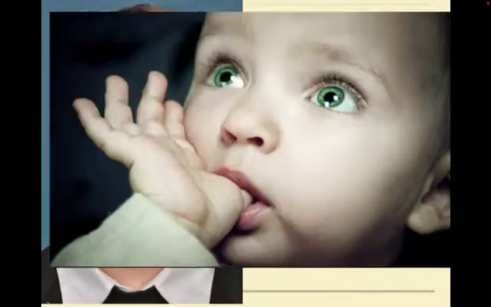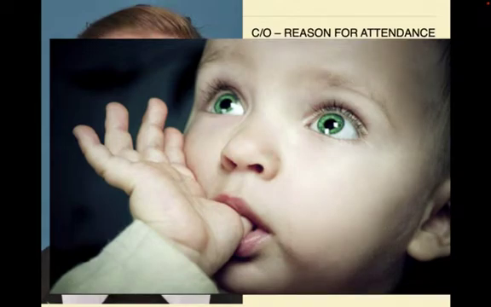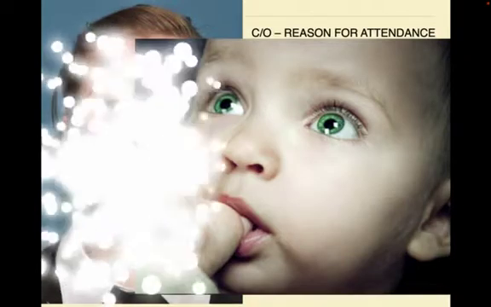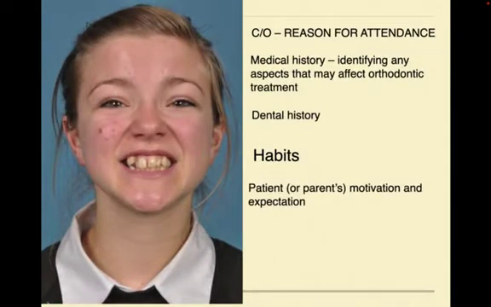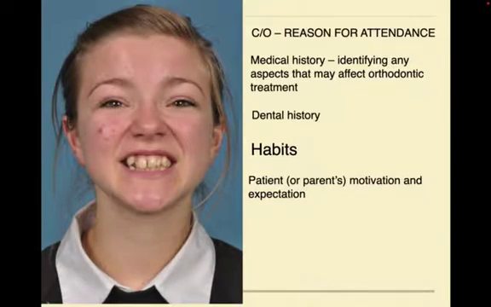We have to check habits, and the most important one is the thumb sucking habit, because it causes proclination of the upper incisors, retroclination of the lower incisors, and an asymmetrical anterior open bite. We have to check as well the patient's motivation and expectation for the treatment. If a patient has a problem with his jaws that can only be corrected by surgery, and he expects that orthodontic treatment will correct it, that would be a problem at the end of the treatment, because braces can only fix teeth and we can't fix jaws.